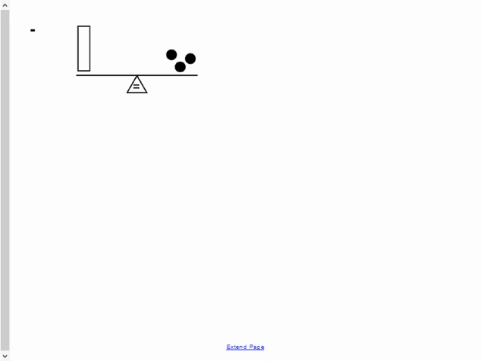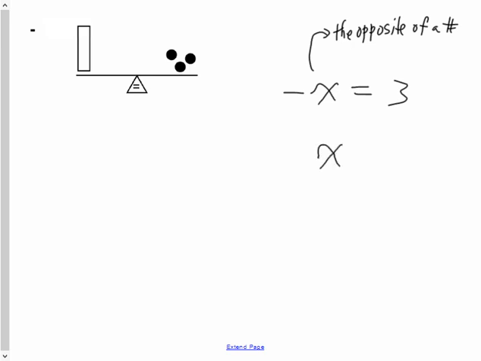And your last question, question 10, says negative x is equal to 3. Now the other way to say negative x is the opposite of x, the opposite of a number. The opposite of a number is 3. So what is the number if the opposite is 3? The number itself must be negative 3, because the opposite of negative 3 is 3. So x must be negative 3. That's a little trickier one. It deals with the negative values of x.